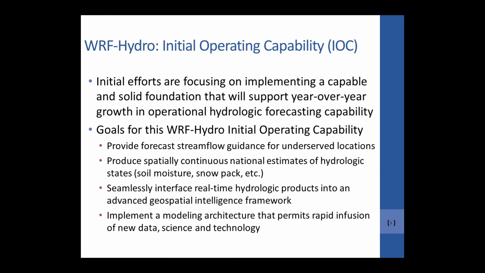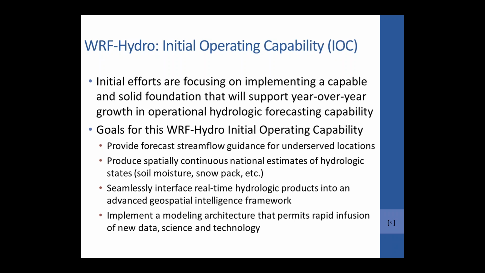So what are we aiming for in terms of initial operating capability, or IOC? I mentioned that the model is going to be implemented in June of this year, and all of those requirements are goals that will eventually be met, that we're striving for, but they won't be met on day one. Instead, we're focusing on implementing a capable and solid foundation. This is something that can grow, something that we can iterate on year over year and increase our operational hydrologic forecasting capability. And in terms of this foundation, this IOC, what do we want it to do?